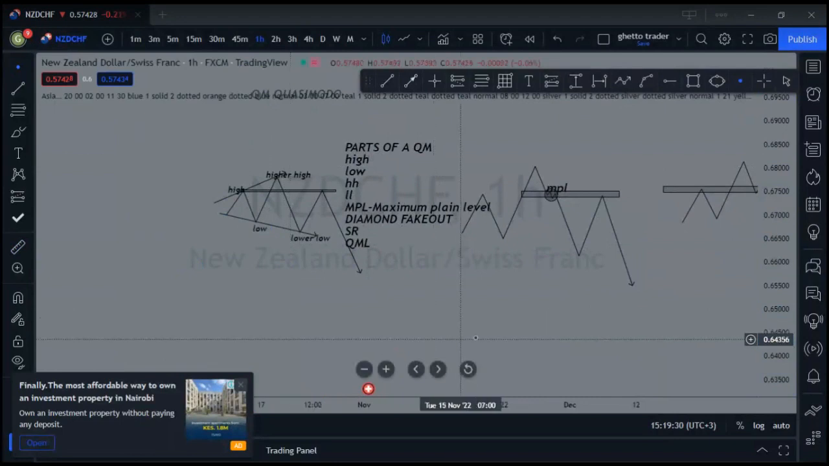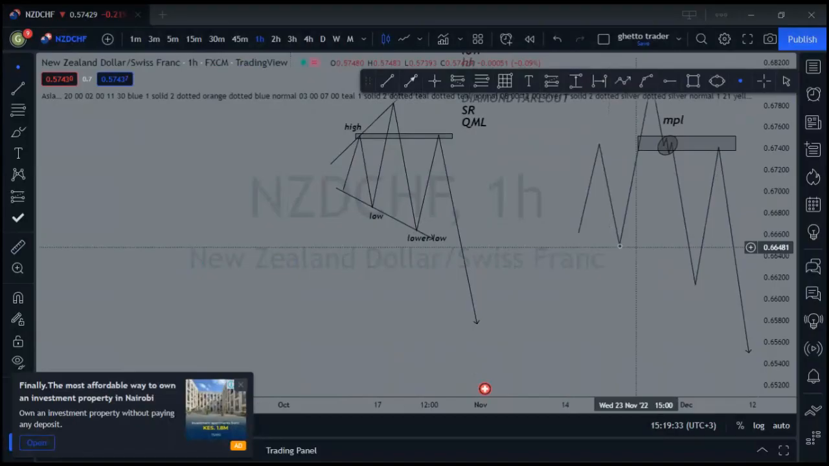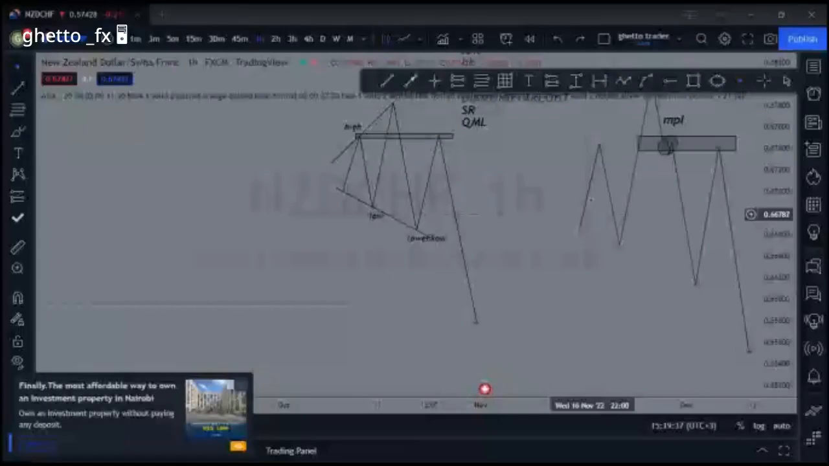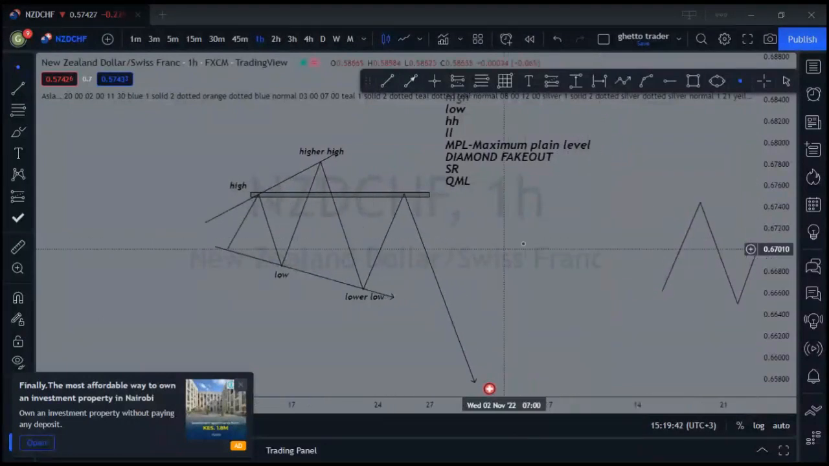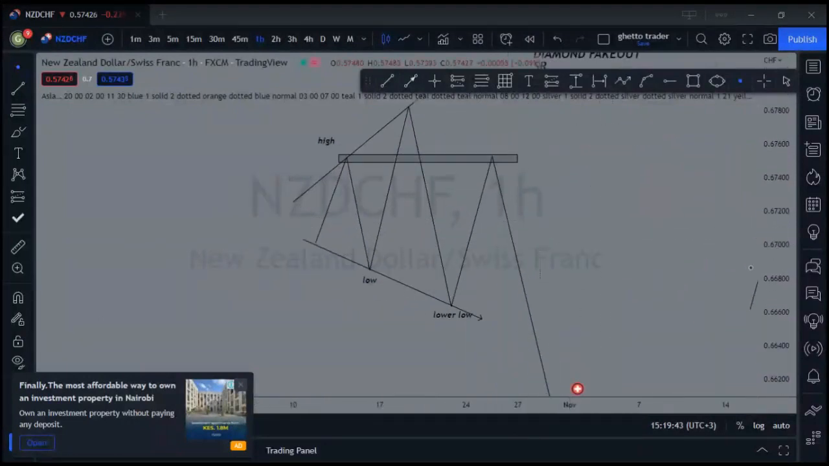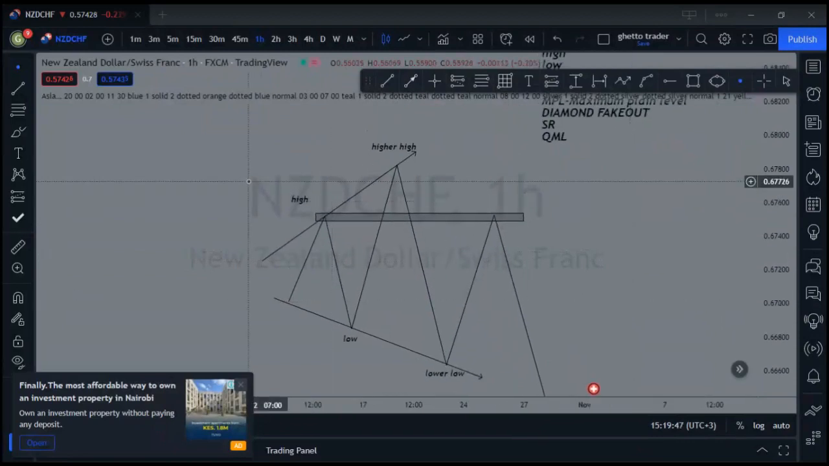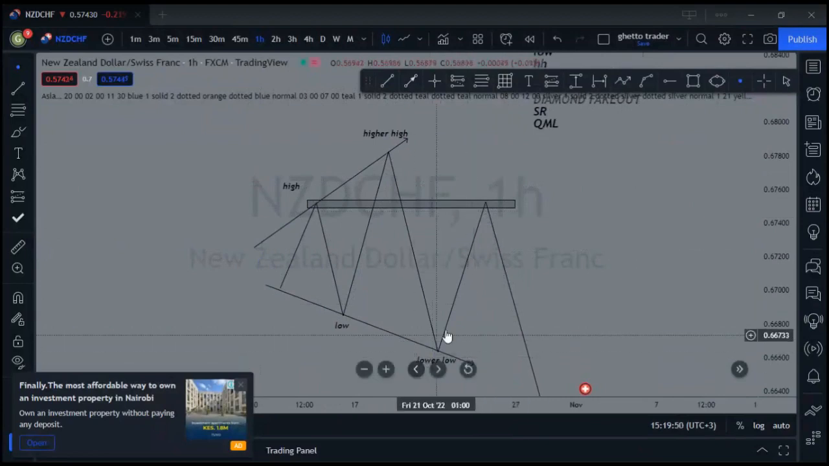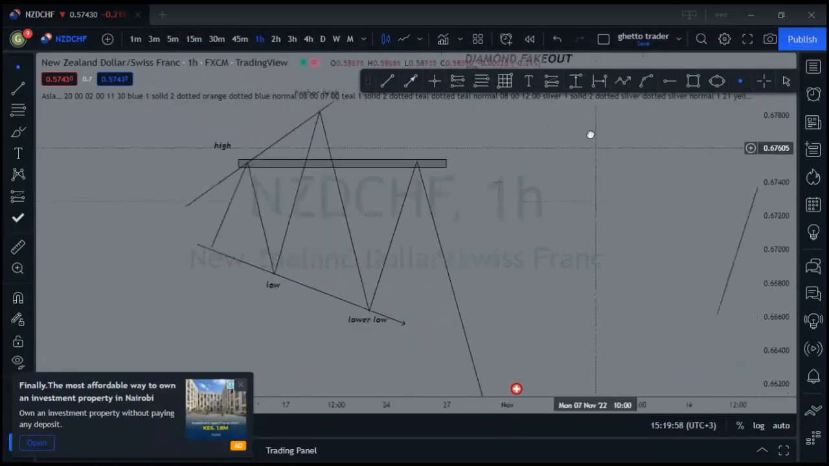So now, what is a QM? A QM in full is a Quasimodo. So yeah, this is how it looks like. It has a high, a low, a high, then a low. Then we have the QML here. You can see the QM line. So this is how a basic QM looks like.